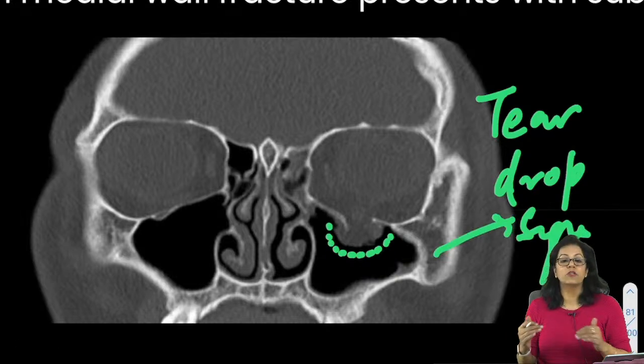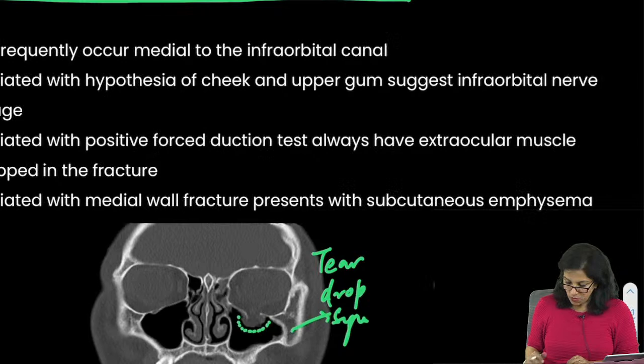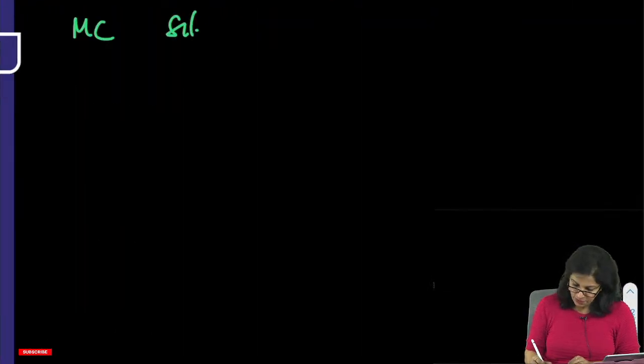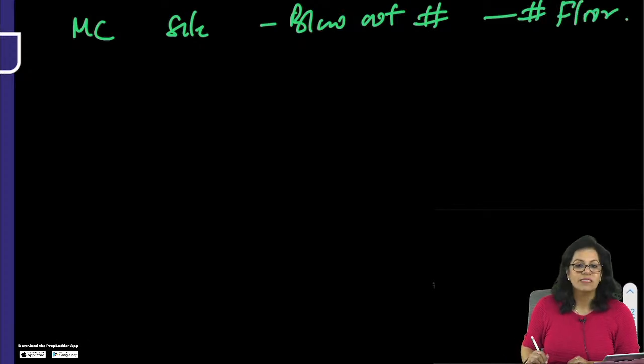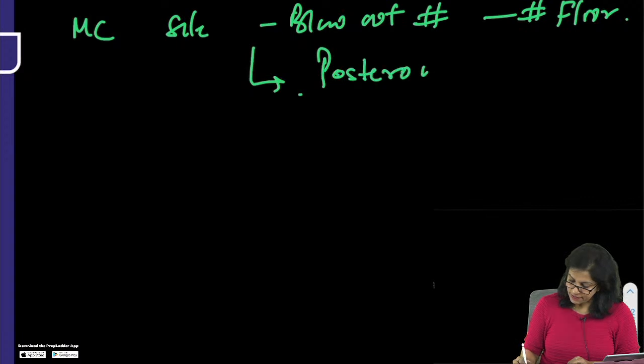So, which is the most common? Okay, few questions. Most common site of blowout fractures? Blowout fracture is fracture of the floor. First of all, be very clear, fracture of the floor of the orbit is blowout fracture. Most common site is posteromedial.